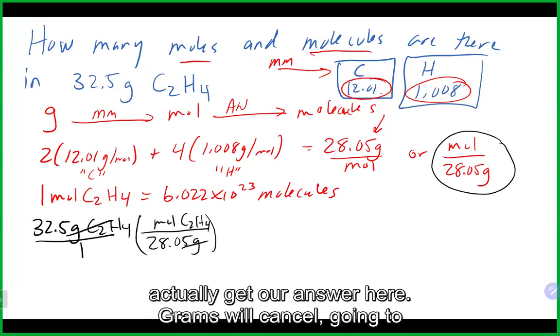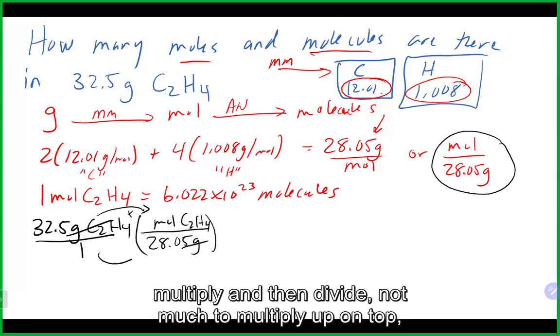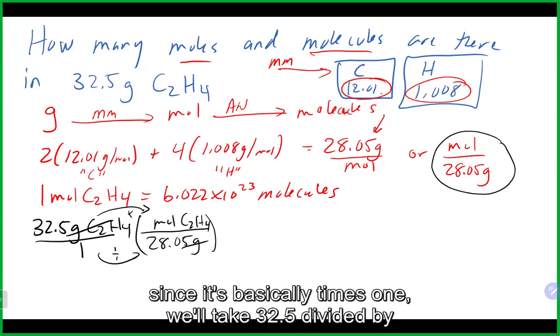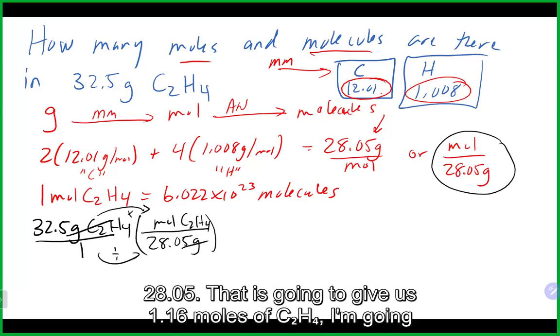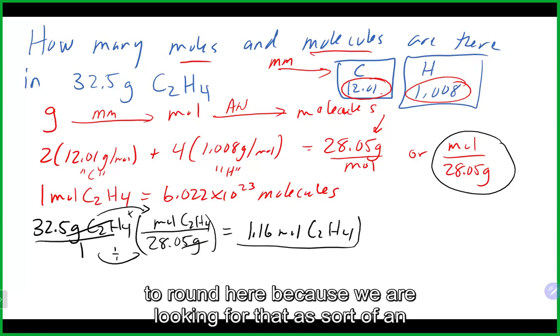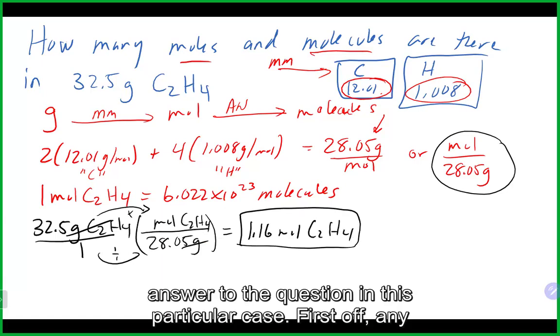Grams will cancel, going to multiply and then divide. Not much to multiply up on top since it's basically times 1. We'll take 32.5 divided by 28.05. That is going to give us 1.16 moles of C2H4. I'm going to round here because we are looking for that as sort of an answer to the question in this particular case.